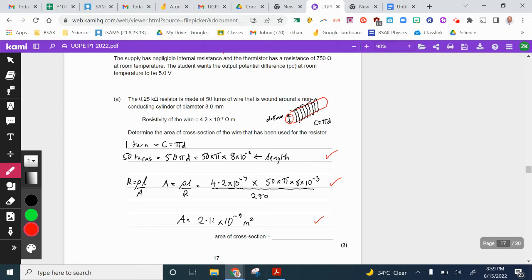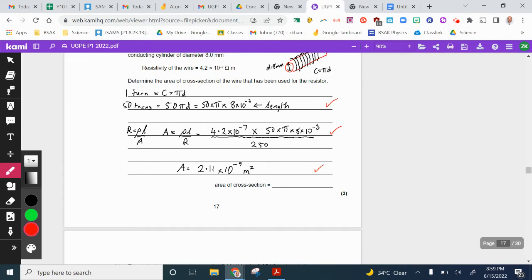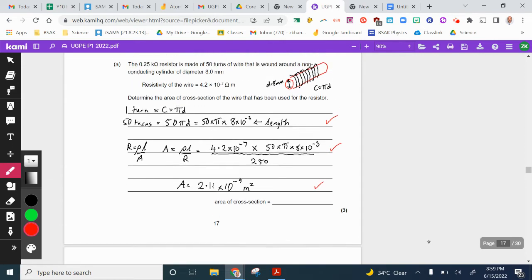And for those of you who went down the route of using A equals pi r squared, you haven't got the radius of the wire or the diameter of the wire. You've got the diameter of this non-conducting cylinder where the wire is wrapped around. So it's an easy mistake to make, but pay close attention to the details within the question.